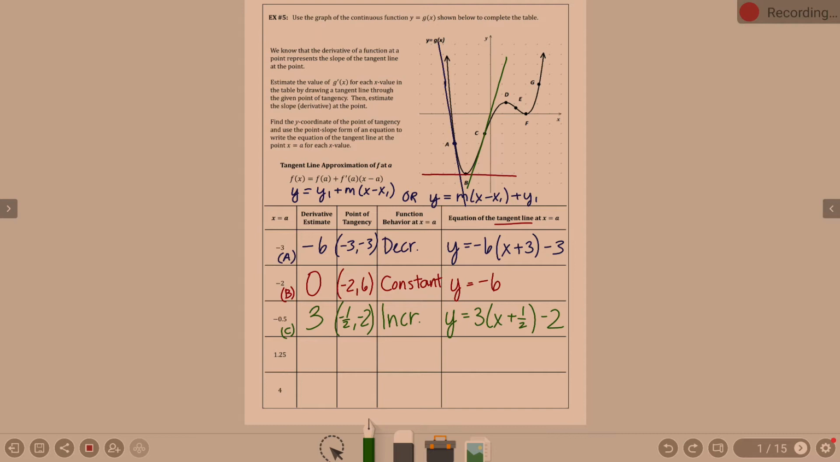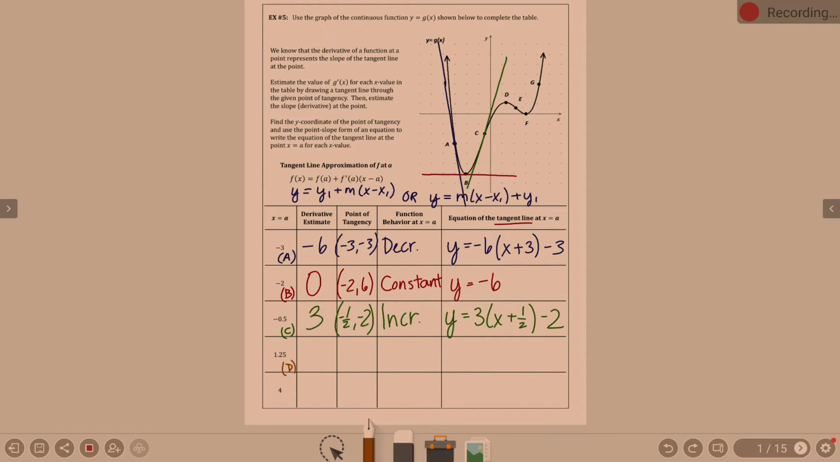Okay. I didn't read it out loud. Do I need to read it out loud? Okay. I figure you guys can check it as you go. 1.25. Where's 1.25? Is that D? That's D.